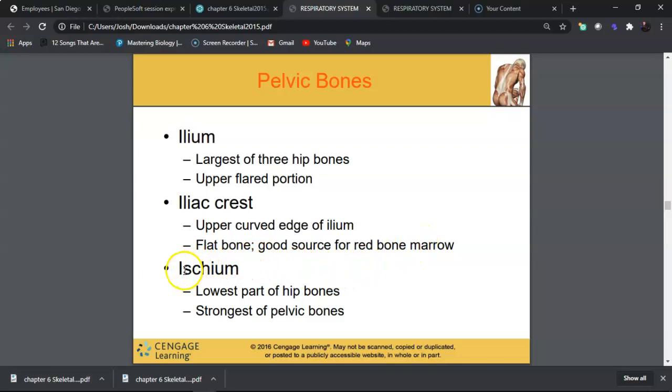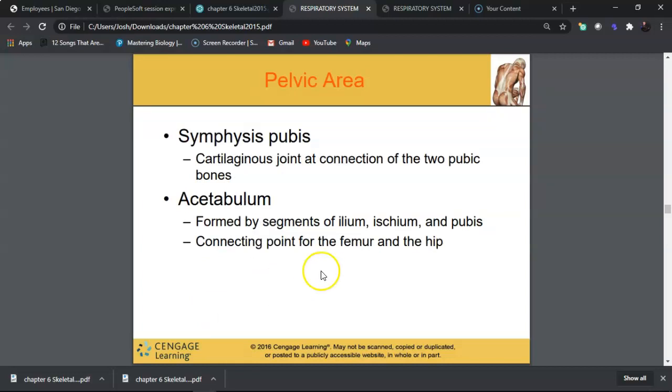Then we have part of the hip bone called the ischium, which is the strongest, and it's actually the lower part of the hip bones. And then we have a cartilaginous joint where the two pubic bones come together, formed at an area called the symphysis pubis, where there's a very thick piece of cartilage that brings both of these pubic bones together. We have two pubic bones, one on either side, and they connect together at that point. They are mirror images of each other.